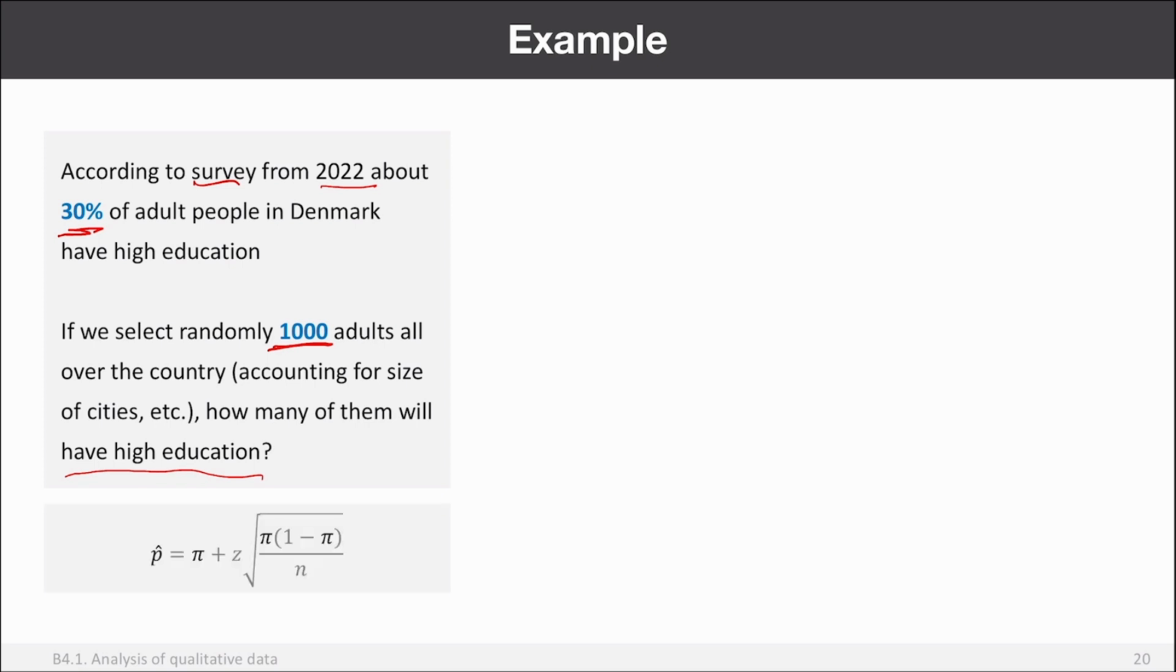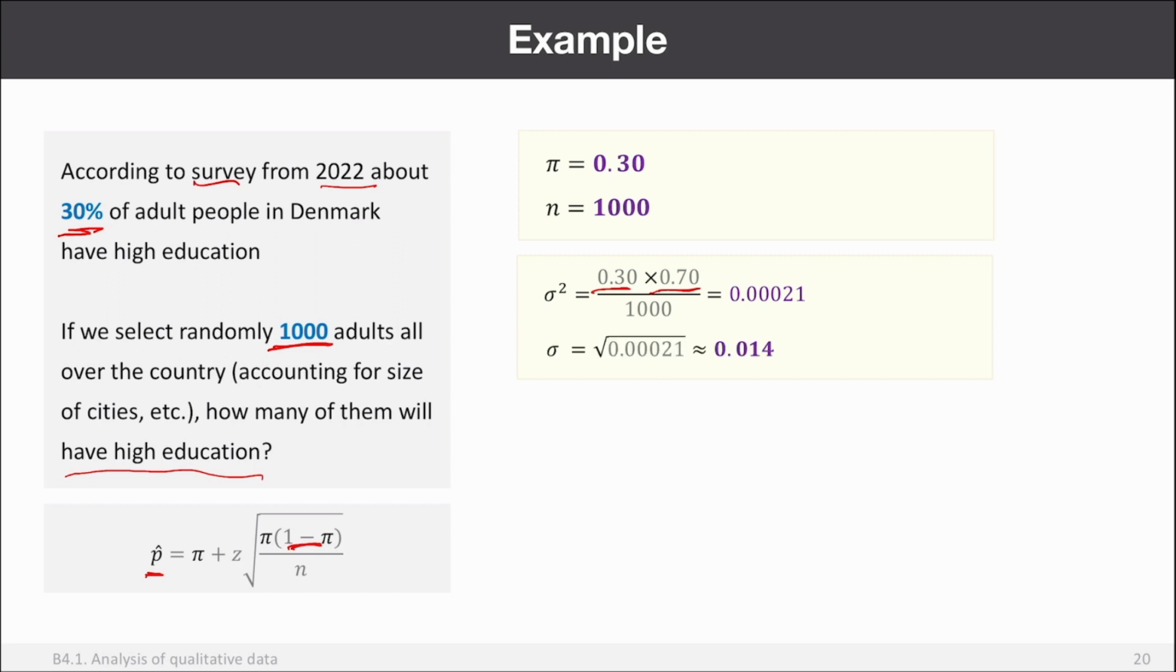So we know that the sample proportion, this is what we are looking for, is distributed randomly around the population proportion, and we know that this distribution is normal. That's enough. Now we know the proportion of the population, we know the sample size, and then we can compute the variance. You can see that this is the proportion of the population, and this is 1 minus the proportion of the population, divided by the sample size. So this is the variance. Then we can compute the standard deviation just by taking the square root of the variance.